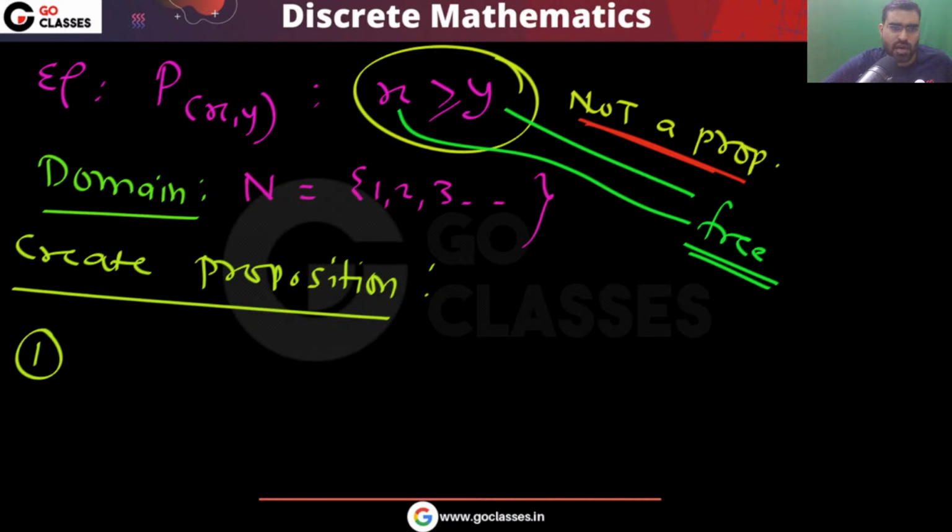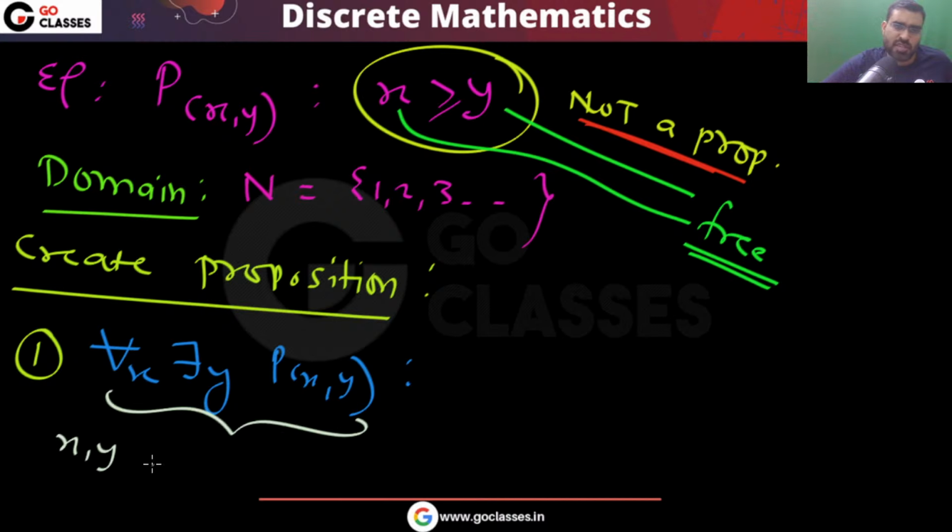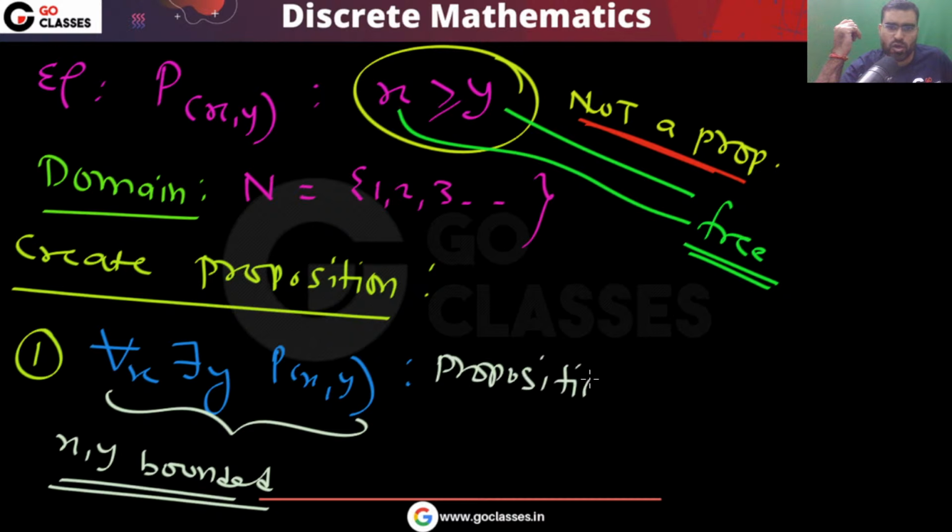The first way is to make everything bounded. Now you can notice every variable is bounded. x and y are both bounded. Because everything is bounded and nothing is free, this is now a proposition. So tell me, what is the truth value of this? For every x there is a y. Yes, this is true.